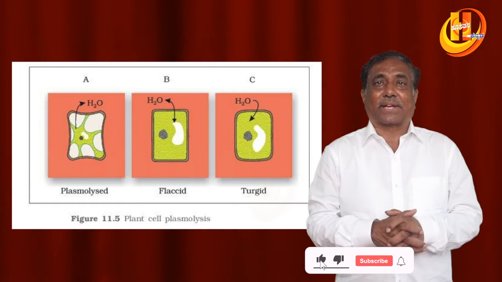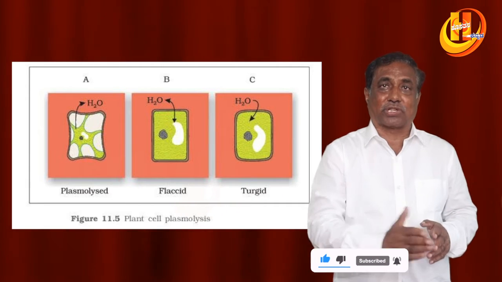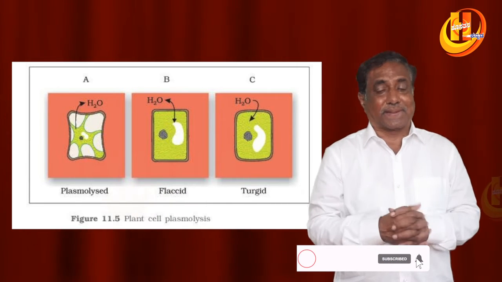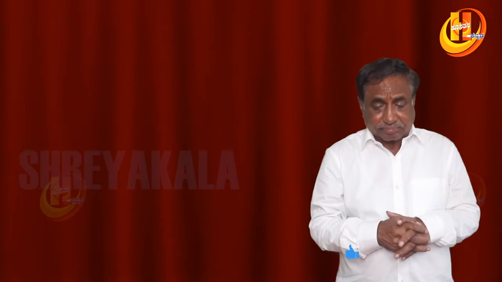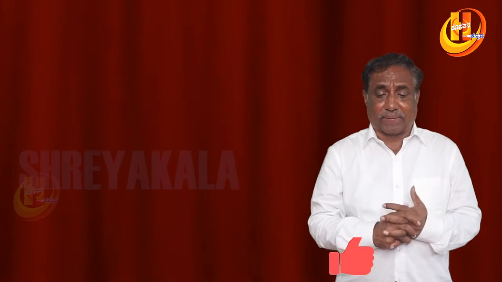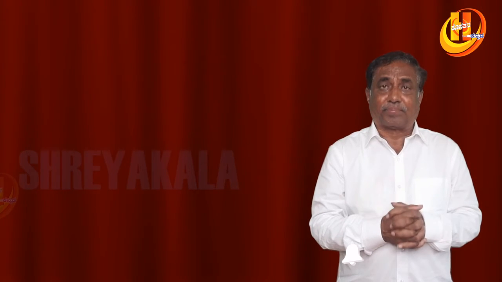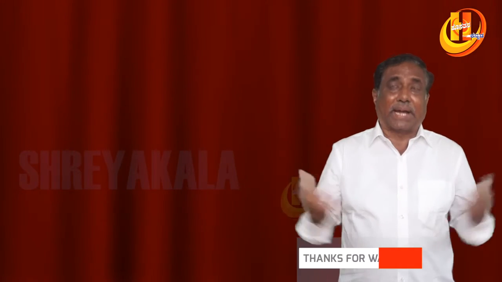And then next, if the concentration of extracellular fluid is the same as that of the cell sap concentration, water will not move. Such an extracellular fluid is called isotonic solution. That is also very important. And next to this, how the water moves, the radial movement of water.